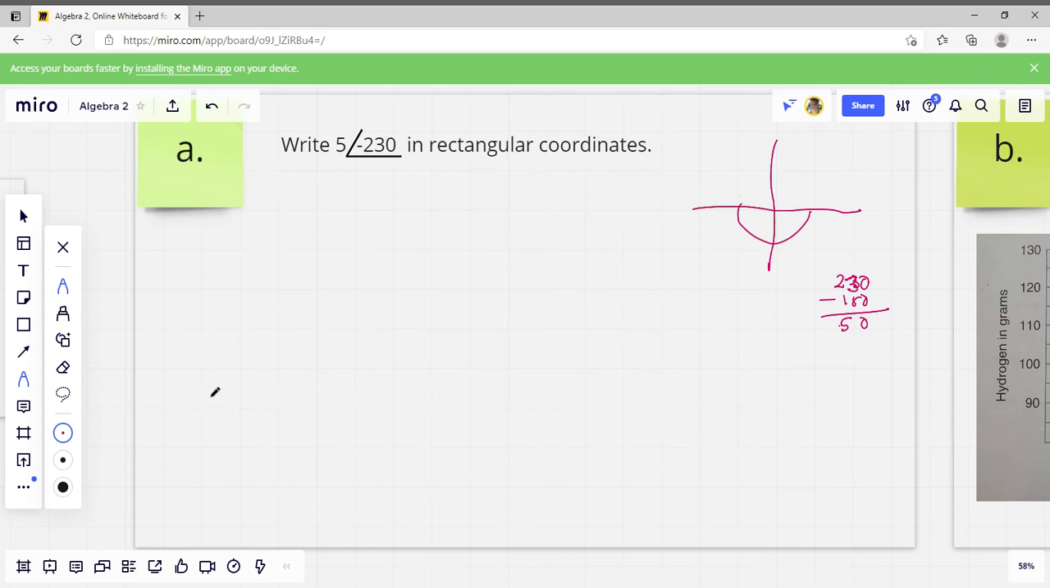50 degrees. So we're going to end up going up 50 degrees right here. Going to be like that. And there's our triangle. Okay. And then we know that that angle right there is 50. Okay. And then 5 is that part. Our hypotenuse is 5.